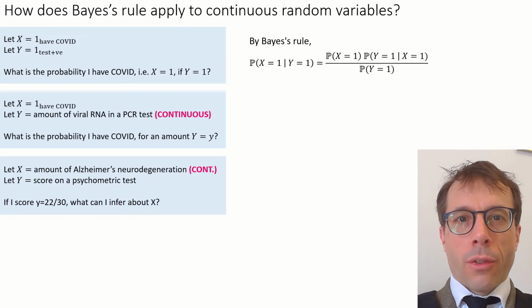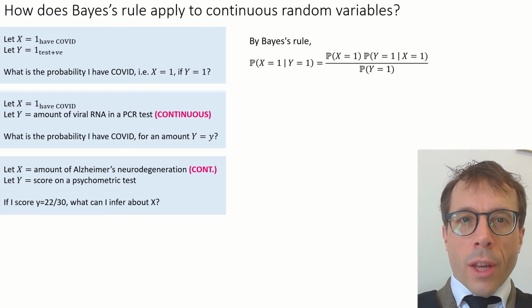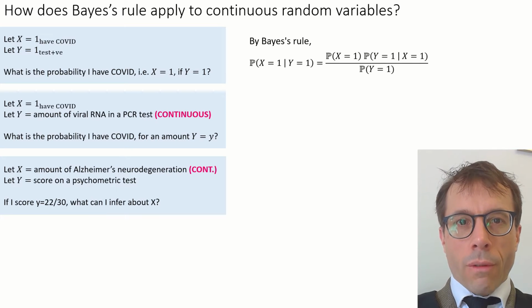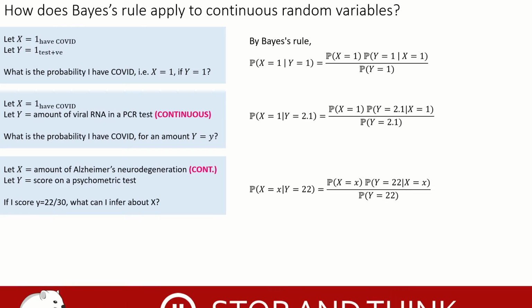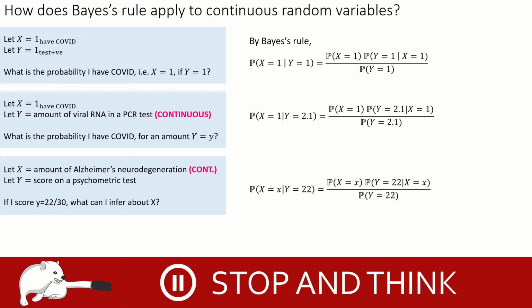It's the amount of virus. In the next variation, I want to know what's the probability I have a certain level of Alzheimer's disease given my score on a psychometric test. Here, the underlying condition x, the amount of neurodegeneration, is continuous. Let's just blithely go ahead and write out Bayes' rule for these 2 variations. So, what's the issue? Pause the video and see if you can spot what's wrong with these equations. When you're ready, press play.